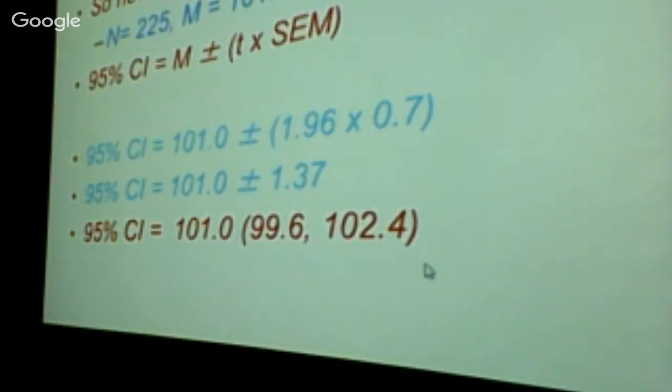What does that tell me? Anyone know? You want to guess? What does that tell me? Yes, ma'am? Yes, exactly. So there's a 95% chance that the actual mean is between these two. This is my sample mean. The parameter probably falls between this range here. That's what it tells me.